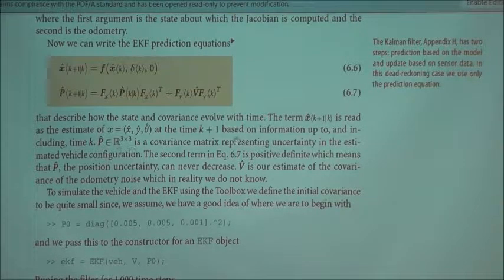P hat is the covariance matrix representing uncertainty in the estimated vehicle configuration. And the second term in equation 6.7 is positive definite, which means that P hat, the position uncertainty, can never decrease. In other words, it's just the beginning of your headache. The uncertainty keeps changing, and it may very well increase rather than decrease. Okay. So that's the interpretation of the second term.